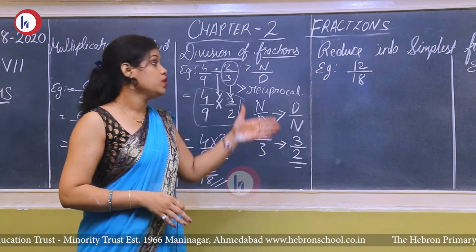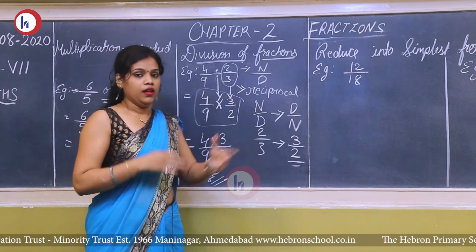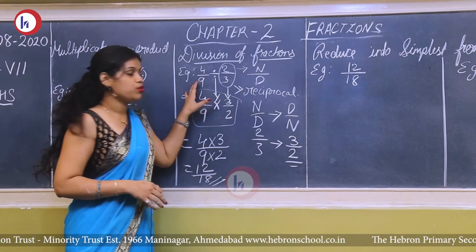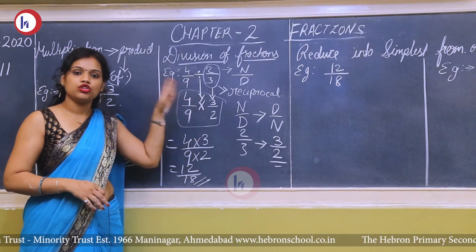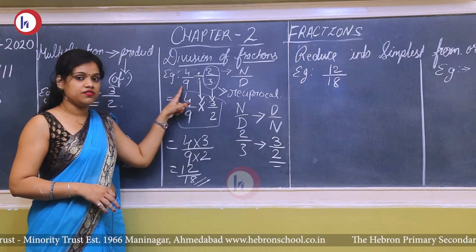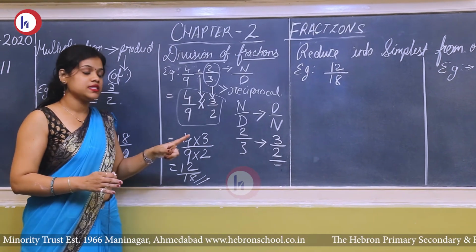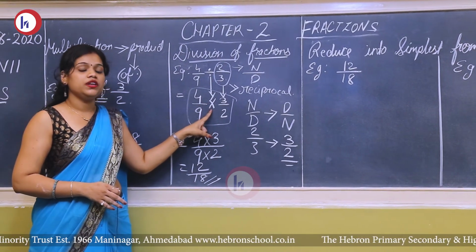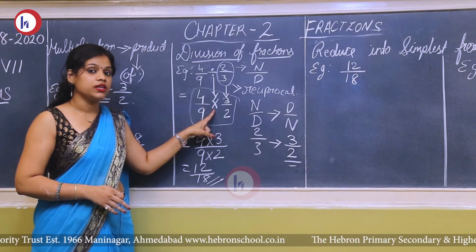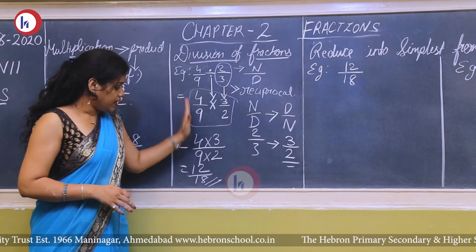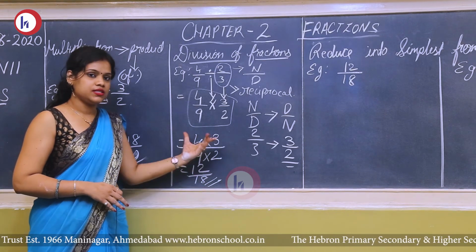For division you have to reciprocate the second part. Every time, children reciprocate the first part and then proceed, so that is wrong. You don't have to touch the first part, you only have to reciprocate the second part, and when you are reciprocating, at that time only the division will be changed into the multiplication sign. Okay, and then as you multiply the fractions, the same method will go.